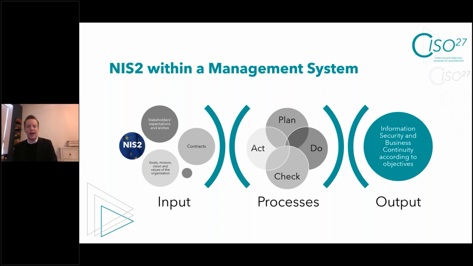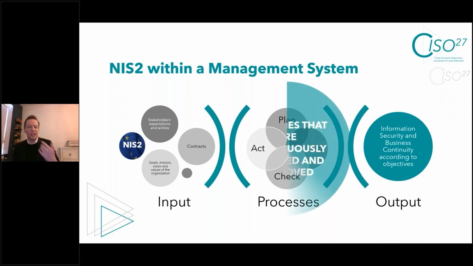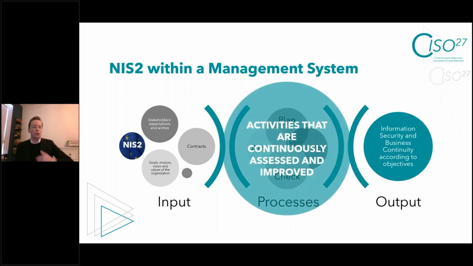So we have the Deming cycle in the middle here, the activities that we would need to bring about, the activities that we will assess and constantly improve to make sure that we get the information security and the business continuity at the level where we need to be. And of course, this management system, and I think for those of you working with a management standard, you'll be able to put the clauses of a management standard next to each of these points.